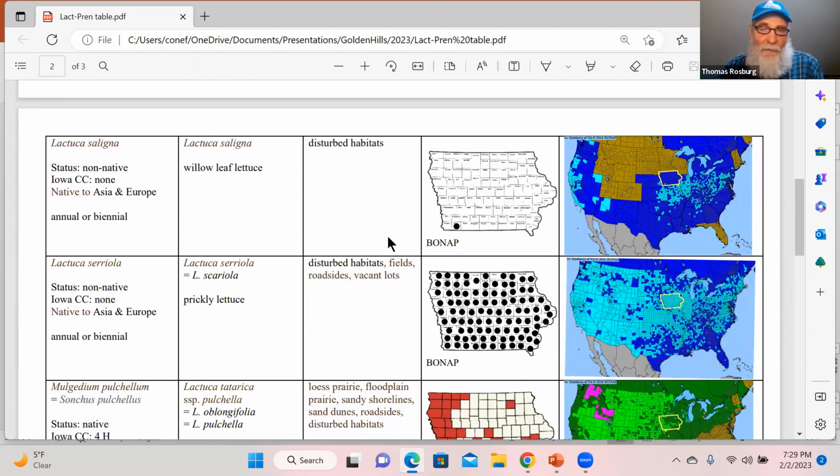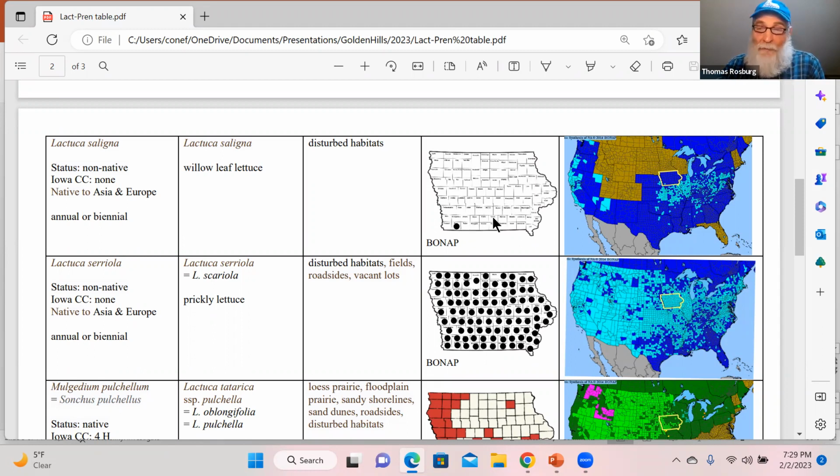Saligna, willow leaf lettuce. Only one record for it, and I don't know the nature of that record, of course. We could go look at a voucher at the herbarium and see what it is, but there's probably some other records perhaps haven't been reported, so it might be present in some other places. But this is an example of a species that may not be present in the state anymore. It's hard to say for sure, but with only one known county.